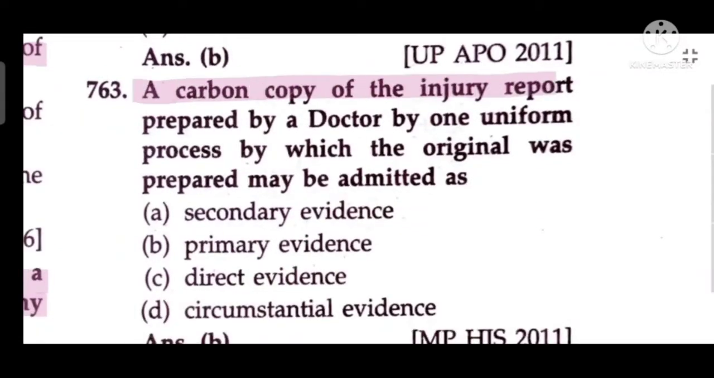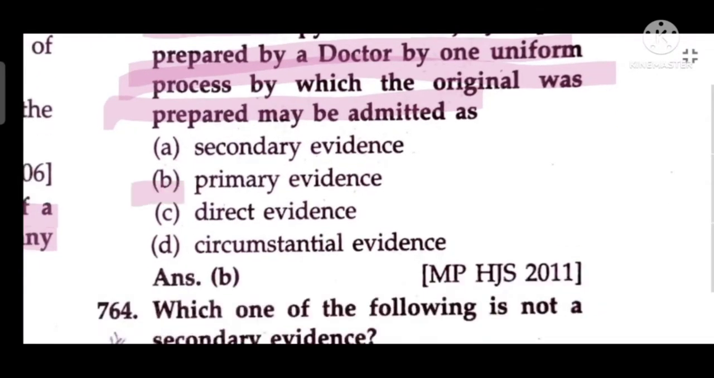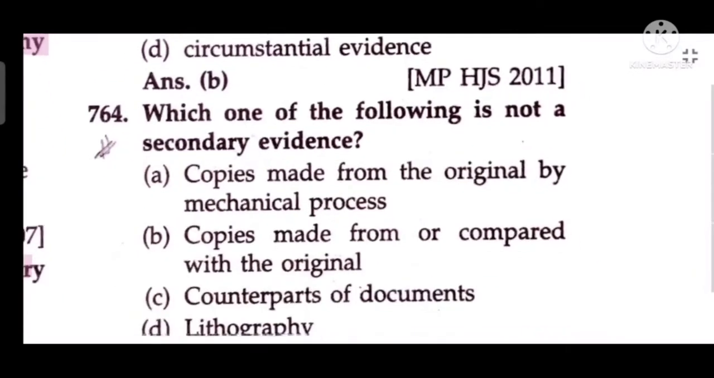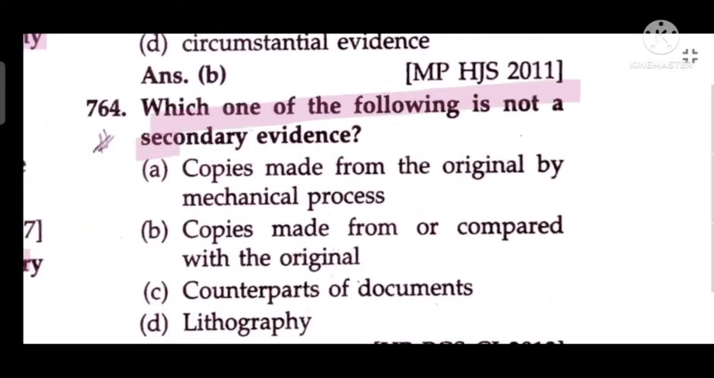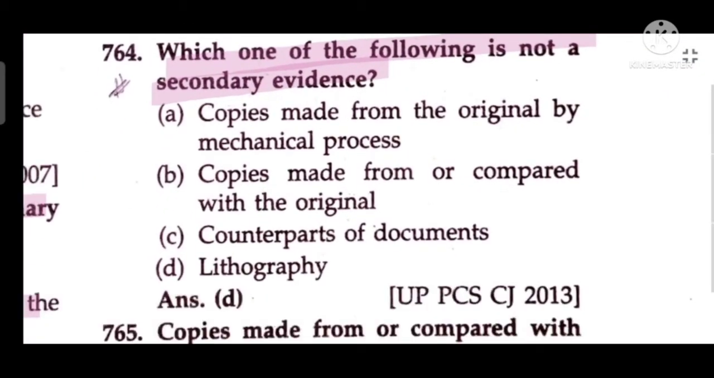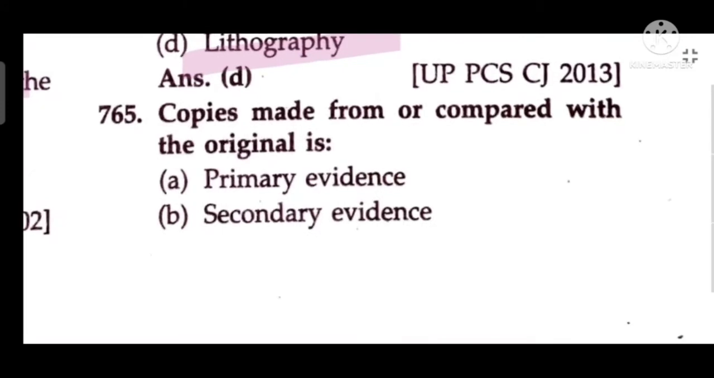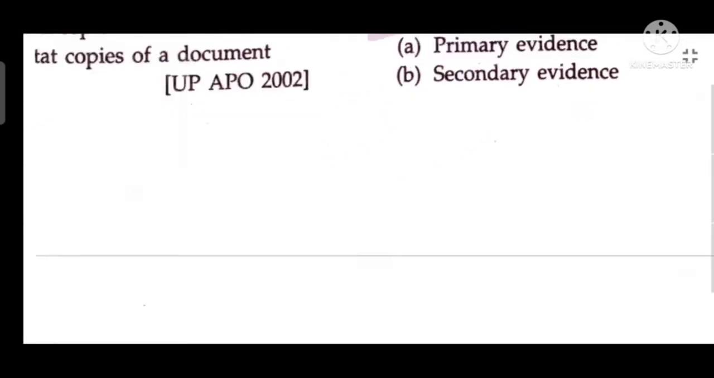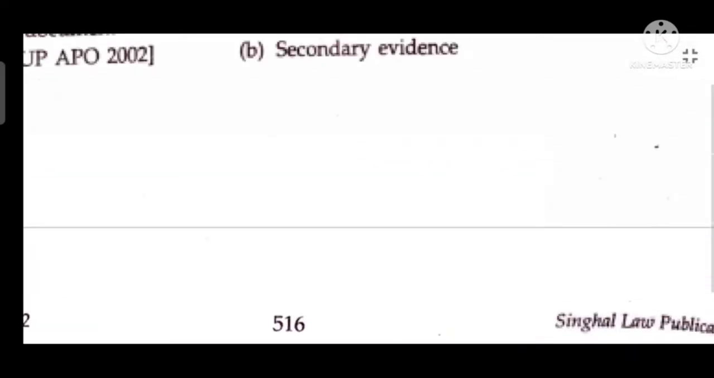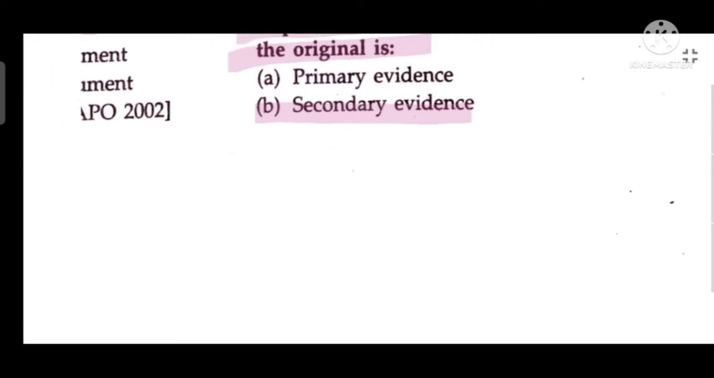A carbon copy of the injury report prepared by a doctor, by the uniform process by which the original was prepared, was admitted as primary evidence. Which one of the following is not a secondary evidence? Lithography. Copies made from and compared with the original is secondary evidence.